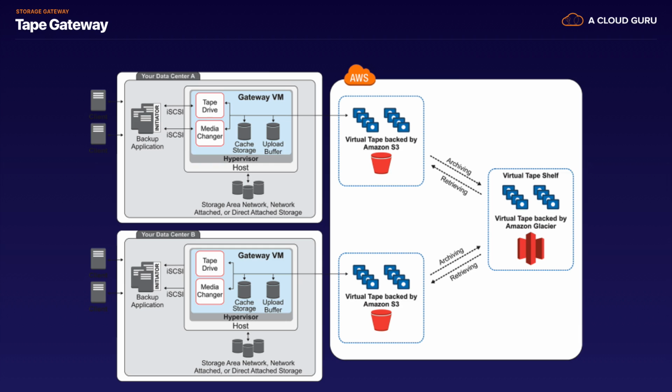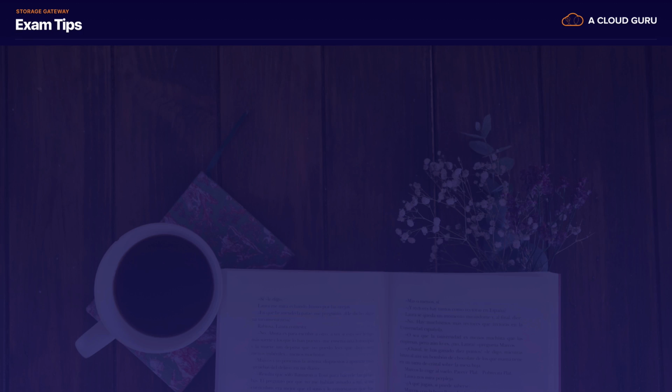And this is what it looks like. Over here, we've got Data Center A, Data Center B. We've got our tape drives. This is running as a gateway virtual machine, so this is our storage gateway. And essentially, it's just replicating our virtual tapes to S3. And of course, then you can archive them off to Glacier as well to keep your costs low. So that is it for Storage Gateway.